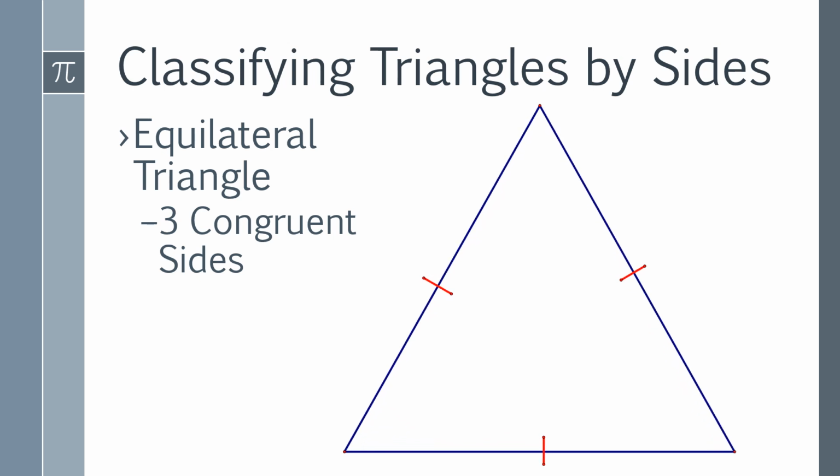Okay, so let's start talking about classifying triangles by sides. So first one we're going to have, we have three congruent sides, and that is called an equilateral triangle, three congruent sides. All three sides of the triangle are equal in length.